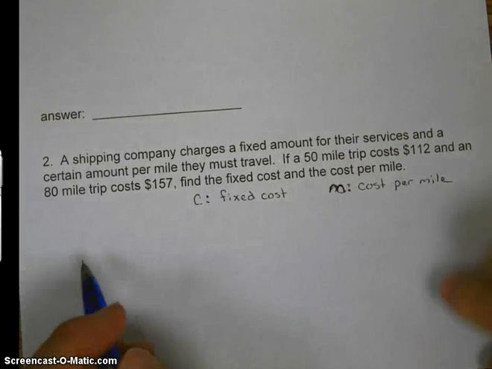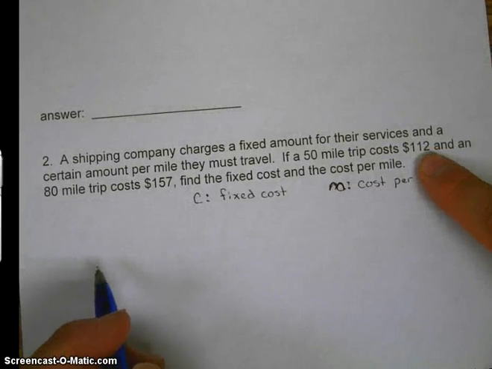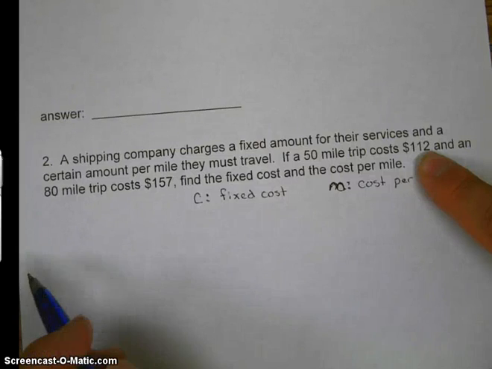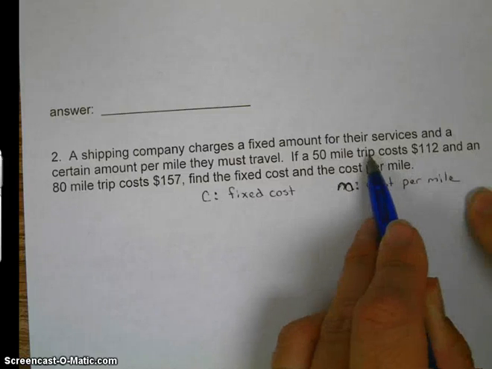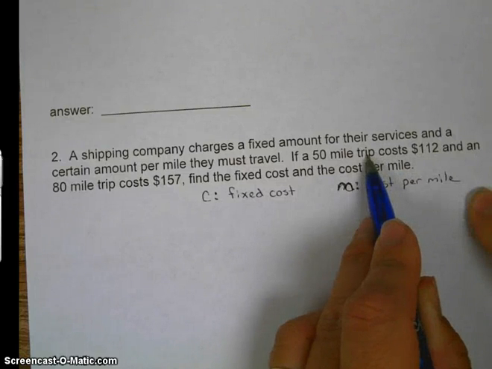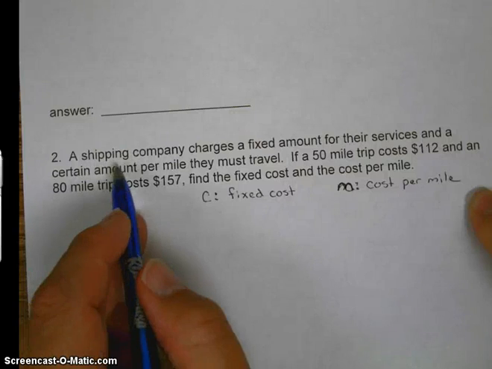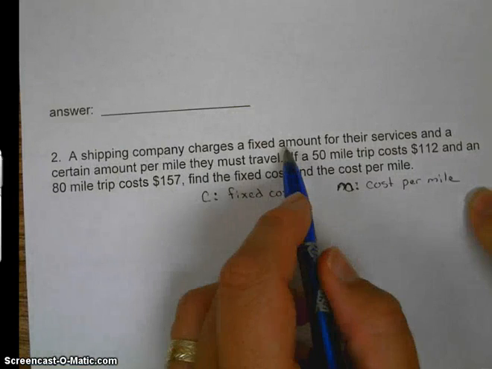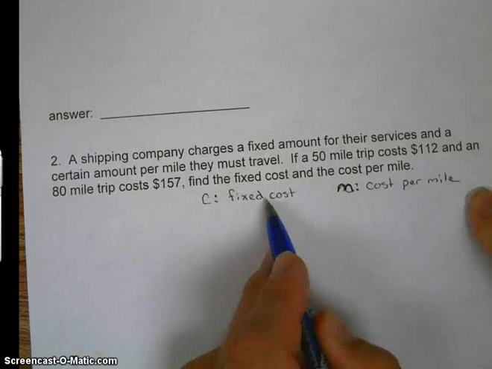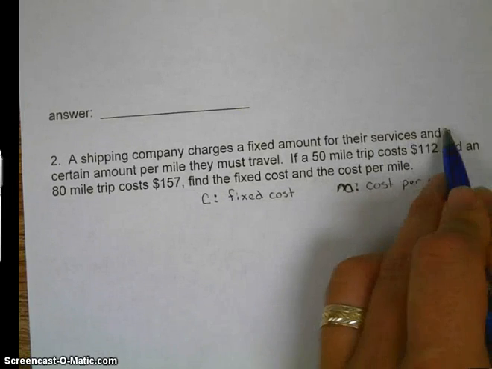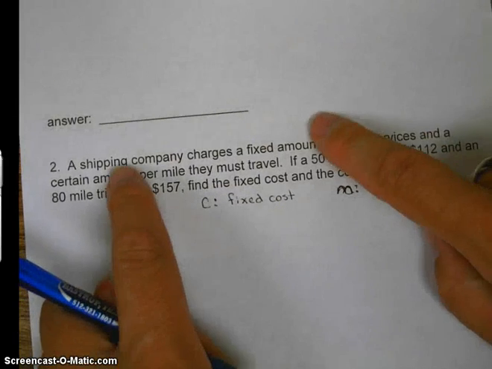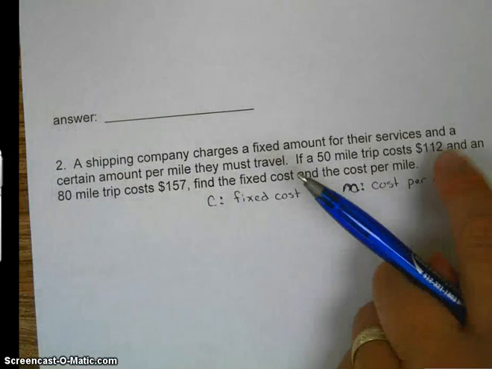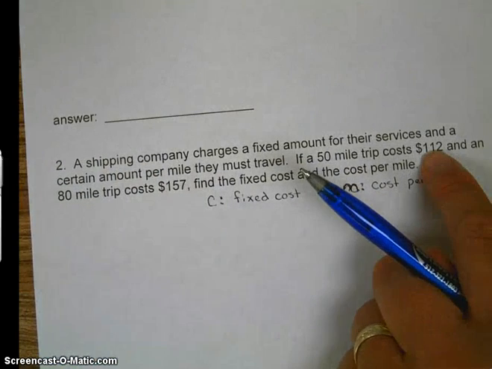Okay? So this is going to be our total cost. So this does not represent this. Okay, this is how much the total trip costs. Look at what it says. A shipping company charges a fixed amount for their services and a certain amount per mile they must travel. So these two things added together is going to give us our total trip cost.